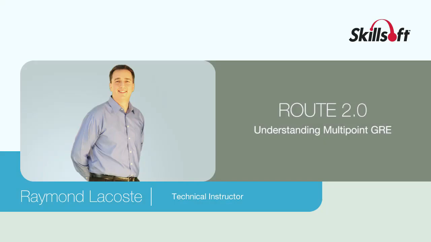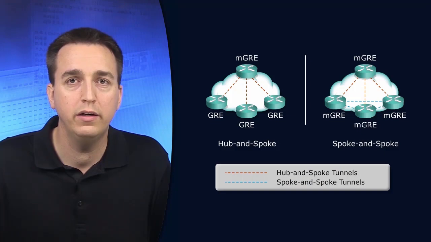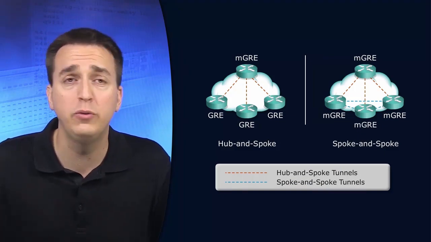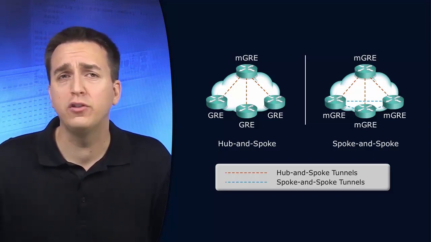We can deploy it in a few different ways. We see here the extreme ends of the spectrum, but I'd really say there's something that falls in between as well. One end of the spectrum is hub and spoke.